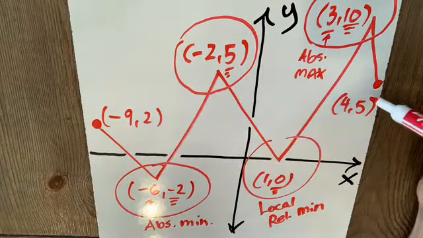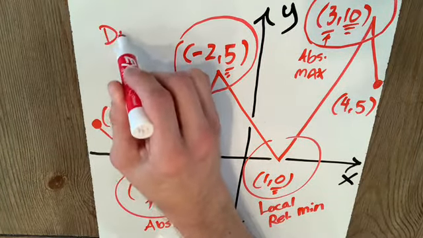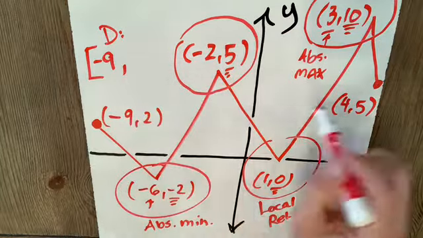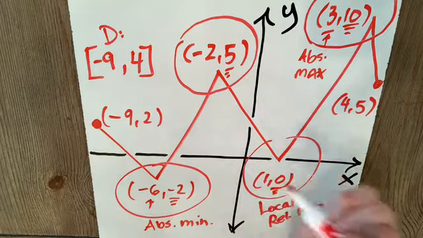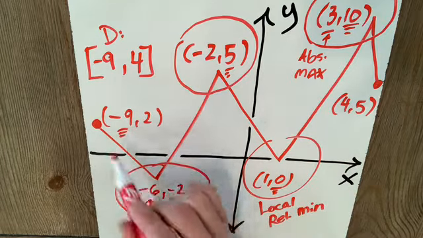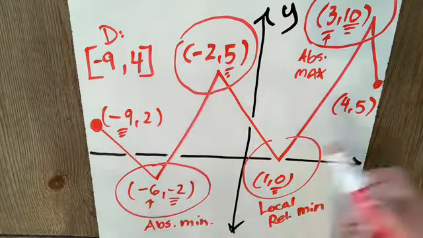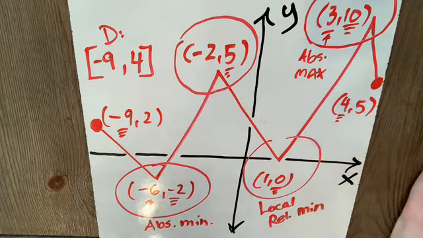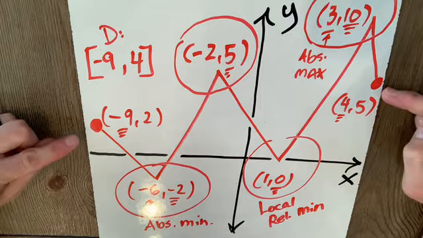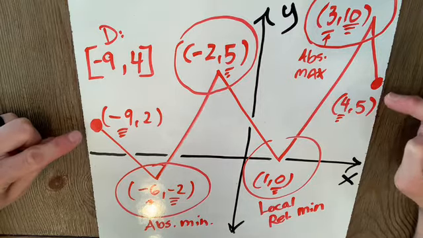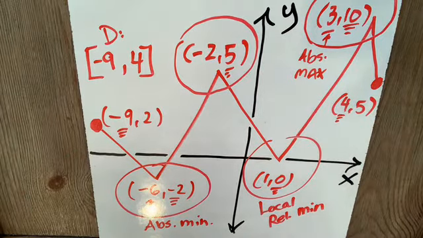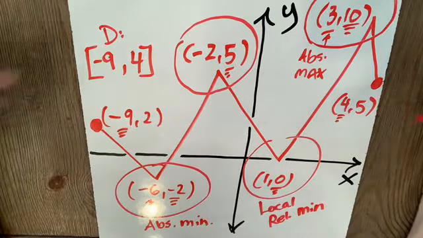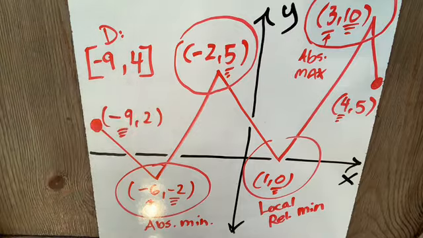I also want to take a look because my domain here goes from -9 inclusive all the way to 4 inclusive. That's the domain. I'm starting at -9 and I include it because I have a completed circle there, or a darkened in circle, and I'm going to 4. I'd also want to look at these. Well, they're not absolute maxes or absolute mins, but I also always have to consider what's going on at these endpoints of what we call a closed interval.